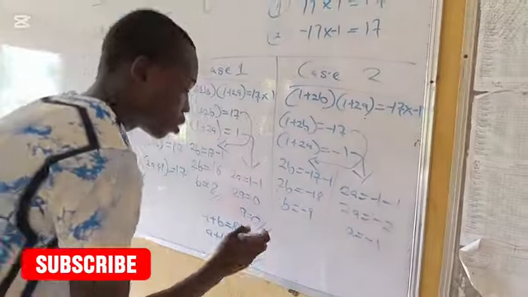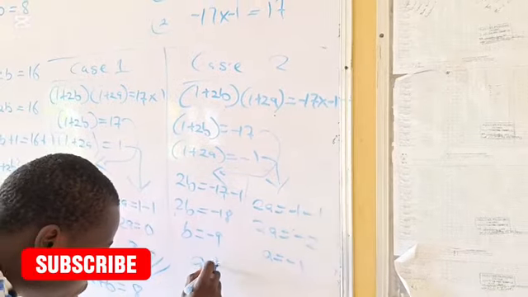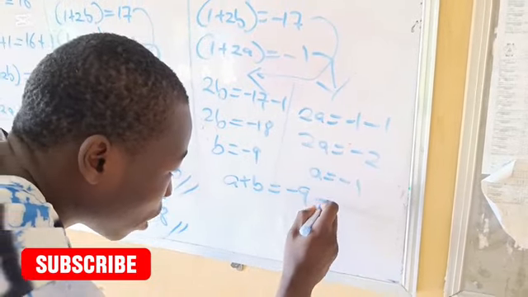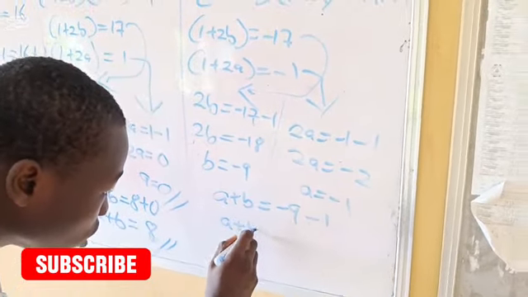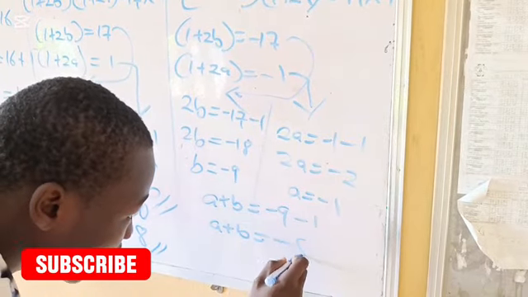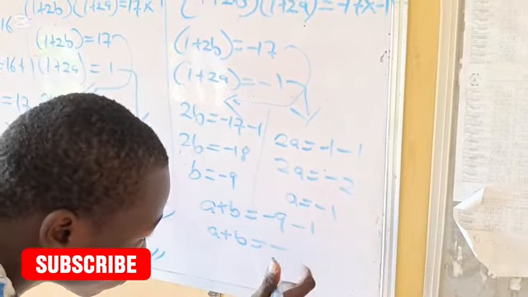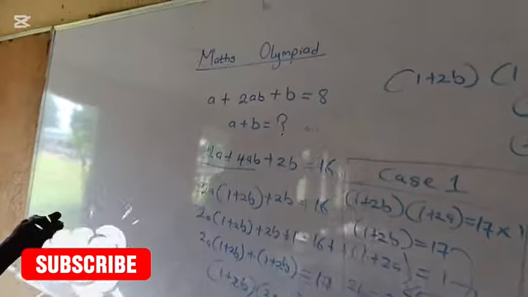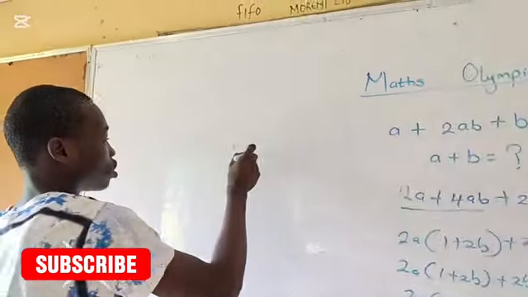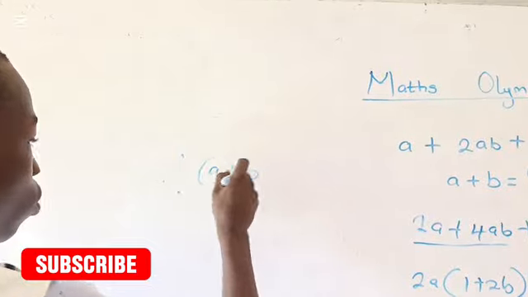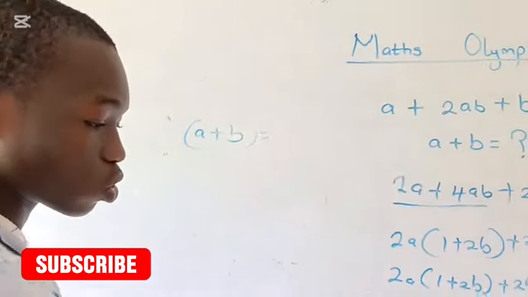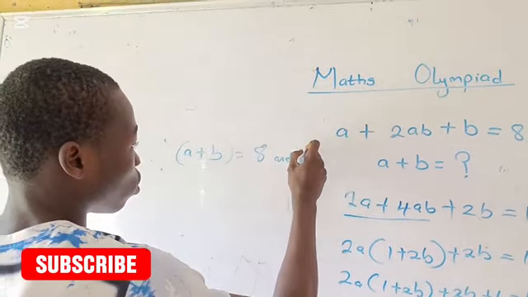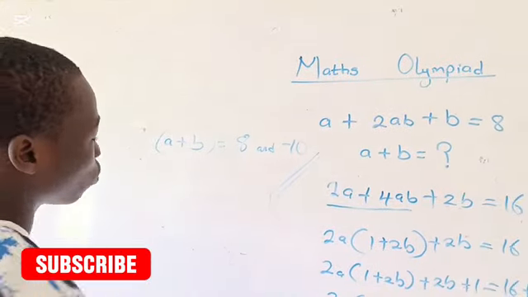Now, what is our value of a plus b? So our value for a plus b is going to be minus 9 minus 1, which is a plus b equals minus 10. So now, for this question, we can say that the two values that we are going to have for a plus b are 8 and minus 10. So these are the values for a plus b.